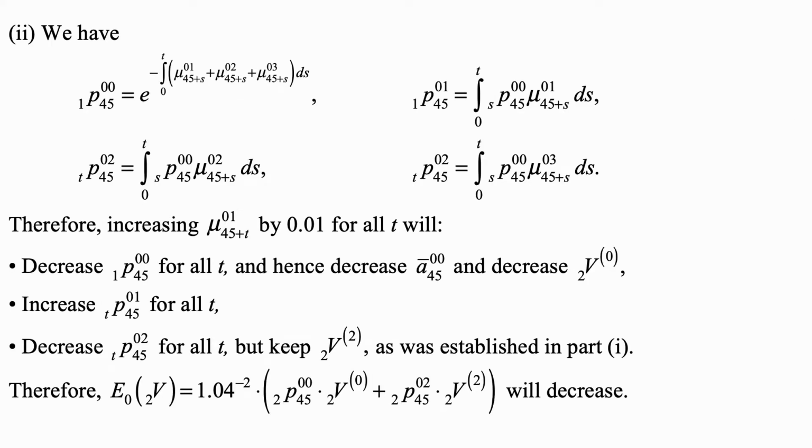For part 2, we have the probability of transition from state 0 to state 0 in 1 year. That's equal to e to the minus integral from 0 to t of the force of transition from state 0 to state 1, state 0 to state 2, plus state 0 to state 3. Remember, once you leave, you don't come back to state 0, so this probability with 0, 0 with a bar above it is the same as what we have here. So it's this method of calculation.